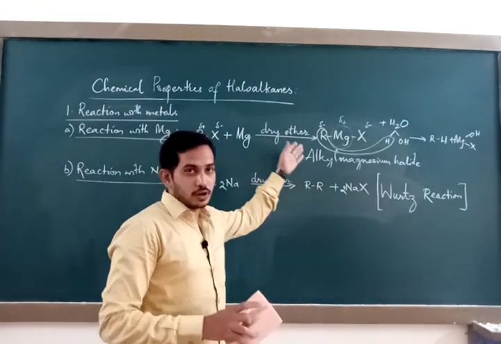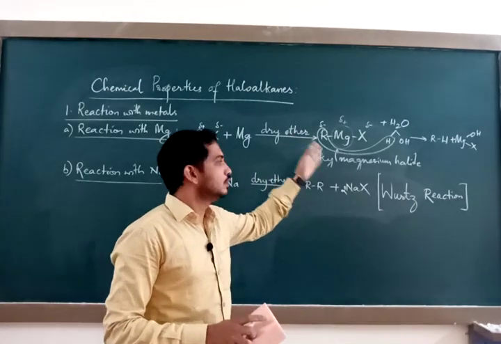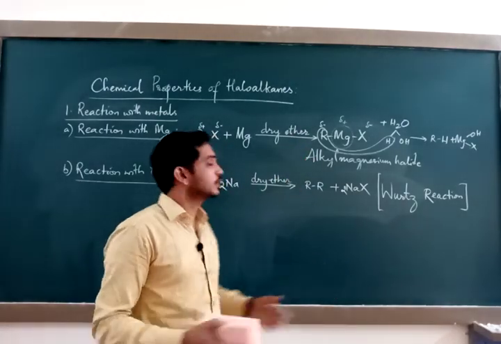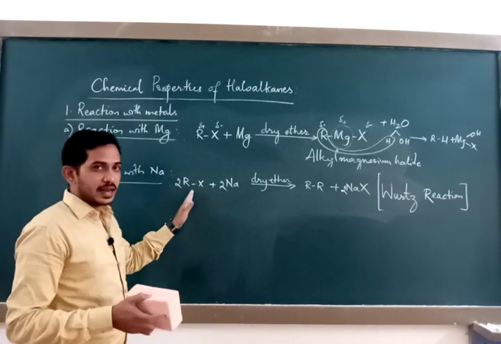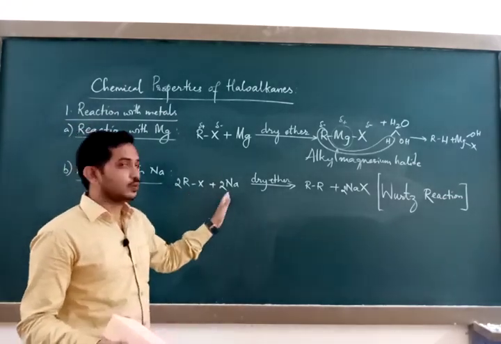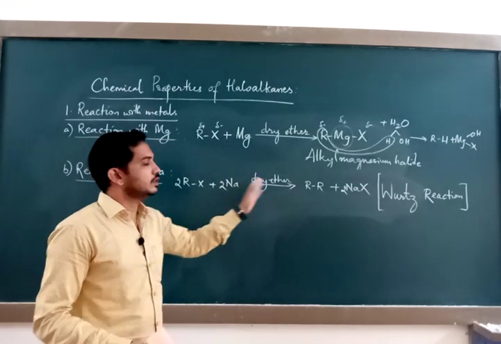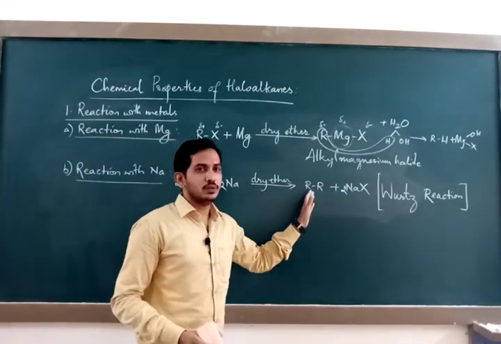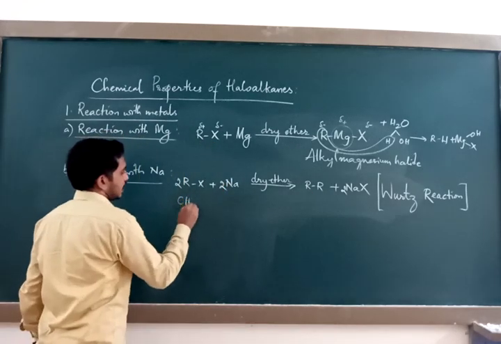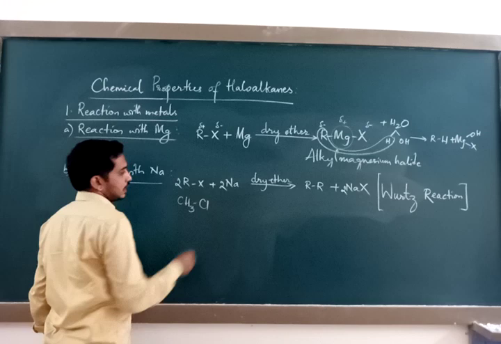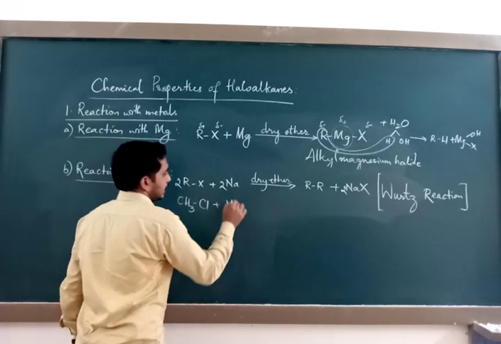So Grignard reagent formation is an important question. Wurtz reaction is a hot favorite question. So how is Wurtz reaction done? It is done by reacting an alkyl halide or a haloalkane with metallic sodium in the presence of dry ether, which will give you higher alkanes. One example, in place of R you write CH3 Cl plus Na.